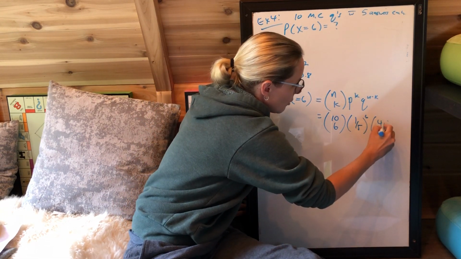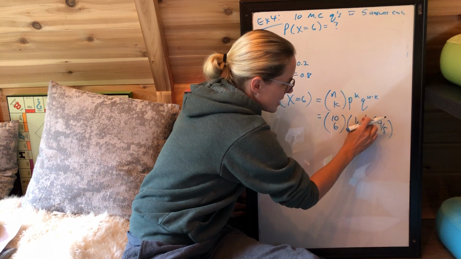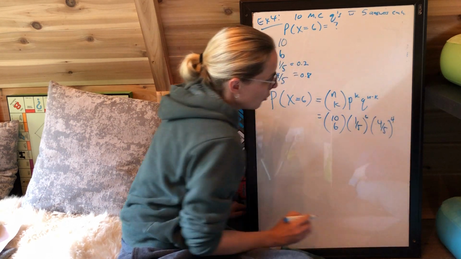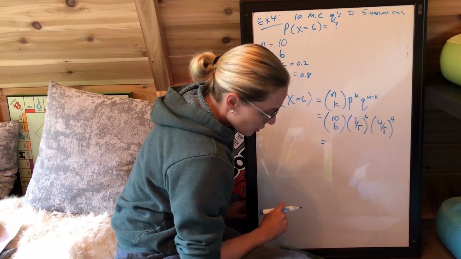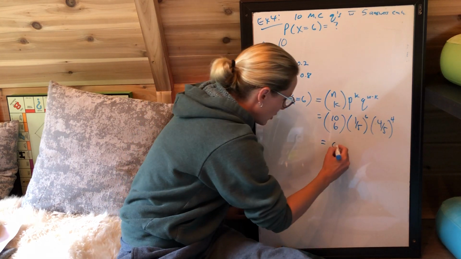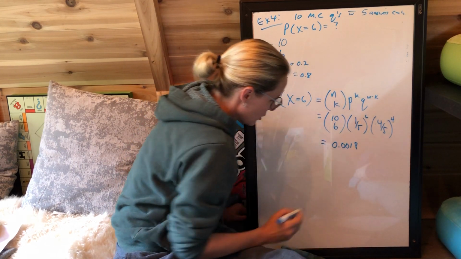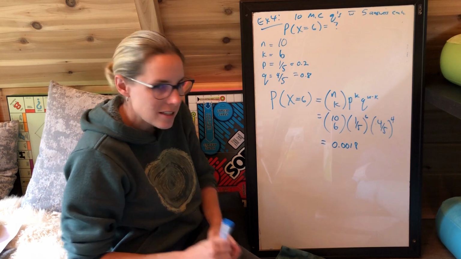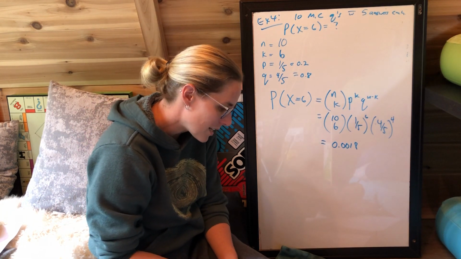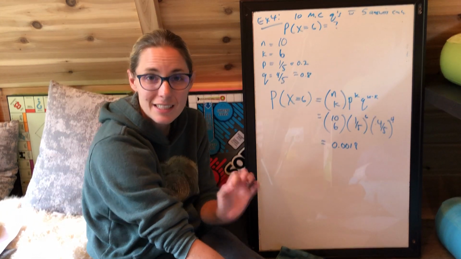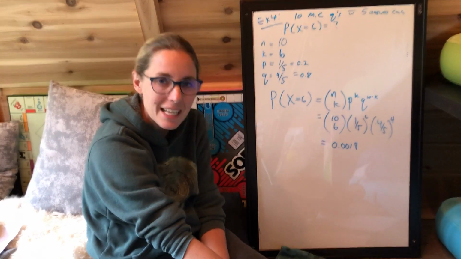Okay, your chance of getting it wrong is 4 out of 5, and if you're getting 6 right, how many are you getting wrong? 4 of them. When you actually do this calculation on your calculator, you get 0.0018. That's not even 1% chance. 0.18% chance of getting exactly 6 out of 10 right if you're guessing.